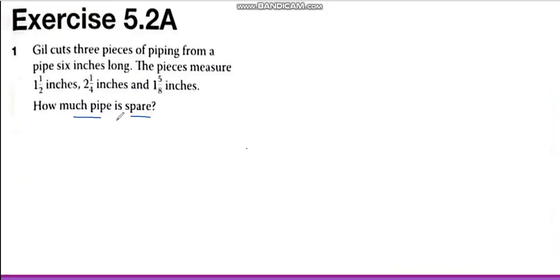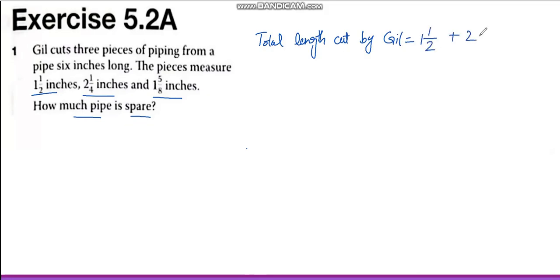So to figure out the spare pipe length, first let's add all the used lengths. So first of all, we will say that the total length cut by Gil will be equal to the sum of all these fractions, 1 1/2 and 2 1/4 and 1 5/8. It is in inches. So let's add.